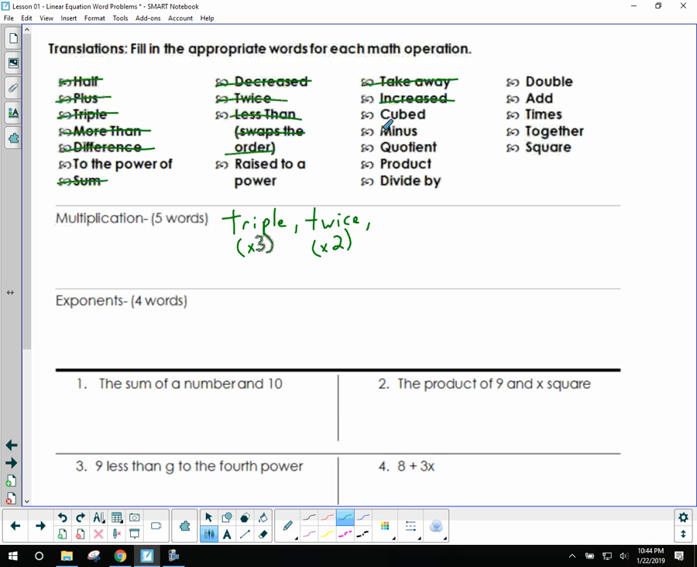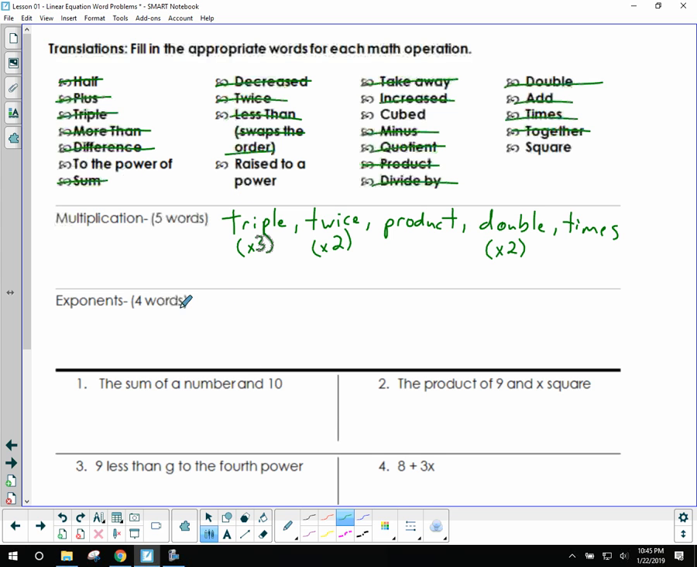Product means you multiplied something. We already did divided by. Double. Remember, that means times 2 again. We got 1, 2, 3, 4. We need one more word. That's right, times. There we go. We did together. And now you're just left with square, cubed, raised to the power of, and to the power of. I don't know why I put in of after that. So I'm going to change colors and I'll write those down real quick.